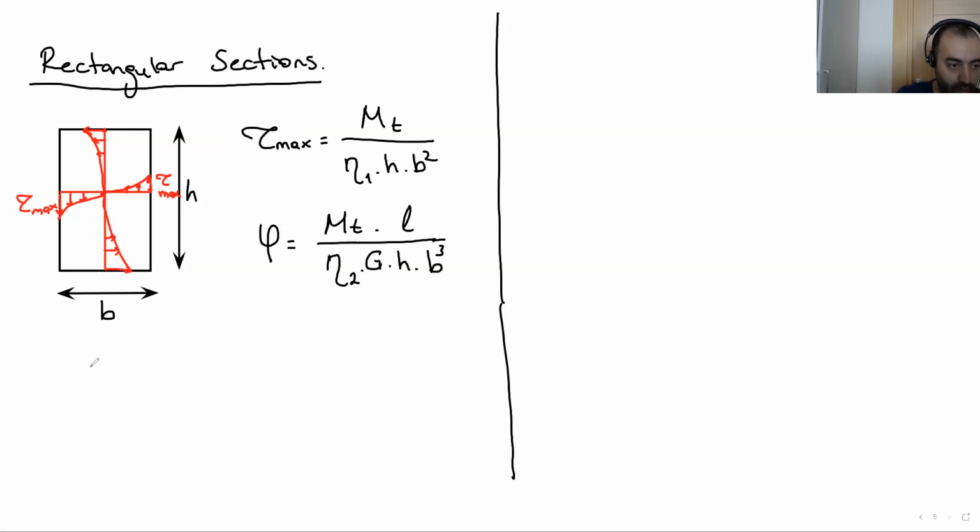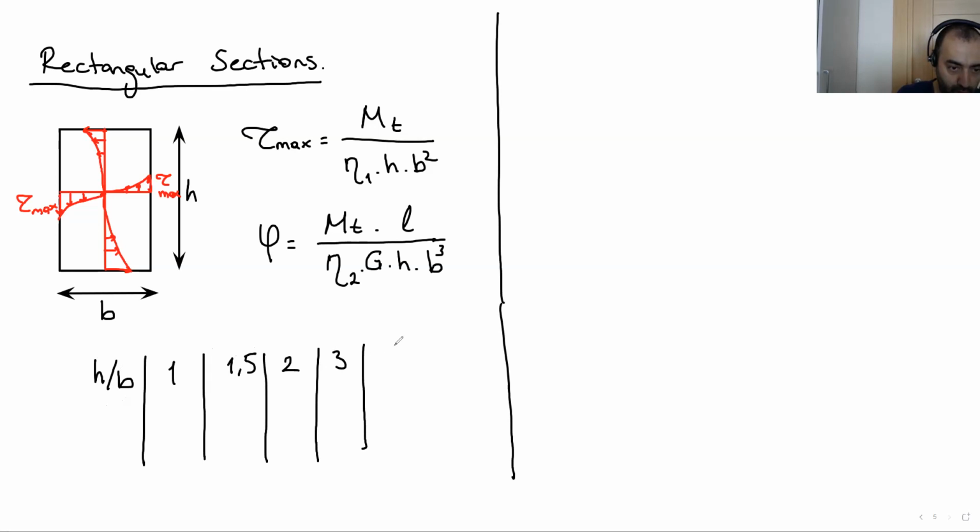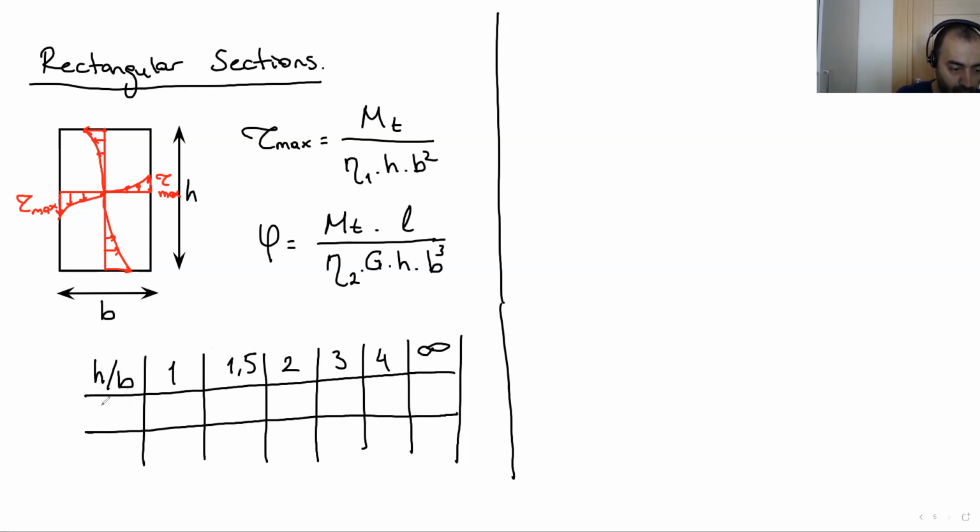So here is the table, H over B: 1, 1.5, 2, 3, 4, and infinity here. And the mu1 number and mu2 coefficient, these are the numbers.